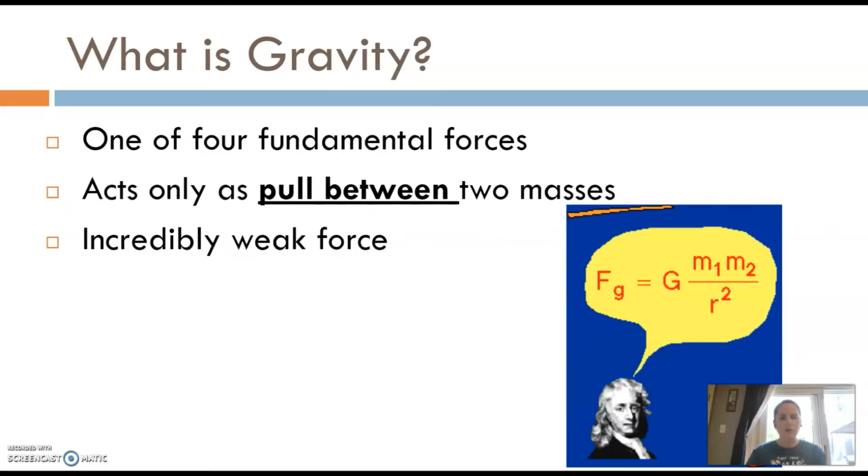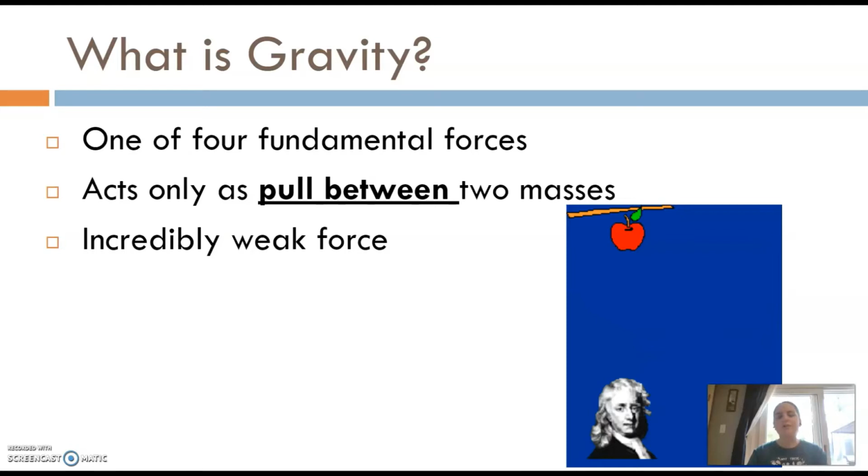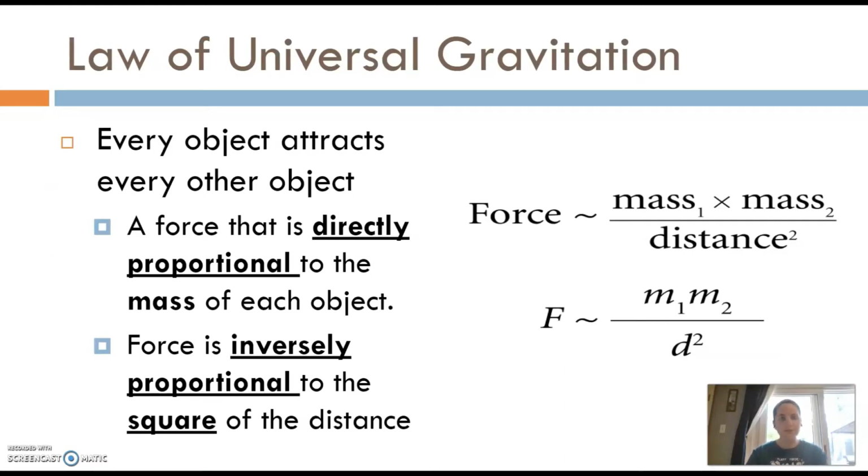And so what is gravity? Well, it's one of the four fundamental forces, and it acts as a pull between two masses. And it's actually an incredibly weak force. And so the law of universal gravitation says that every object attracts other objects. So I'm sitting at my computer right now, and so there's a force of gravity between us. There's this pull between us, but it's so little that we don't even notice it.